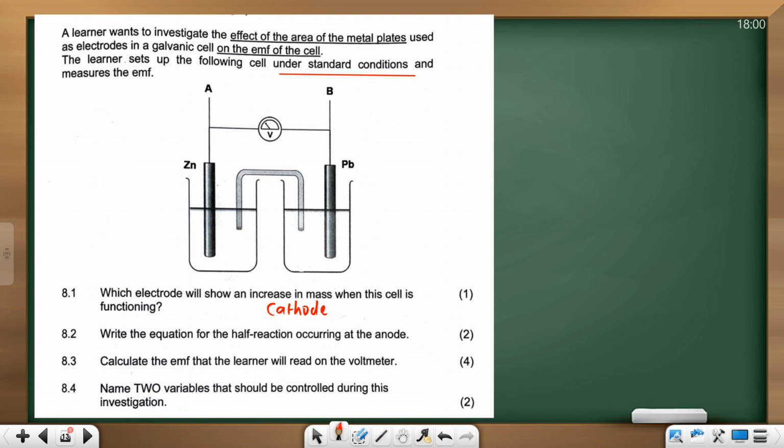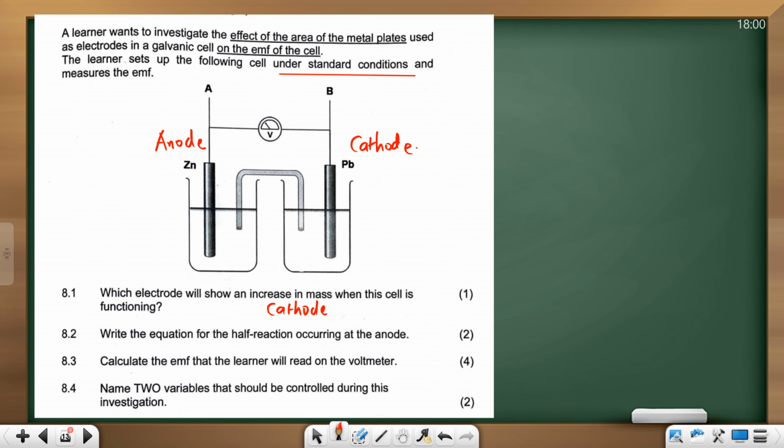Is it zinc or lead? Platinum is Pt. Where is zinc? So zinc is the first one we find, right? So zinc becomes the anode, and lead becomes the cathode. Please, it's important to fix this.